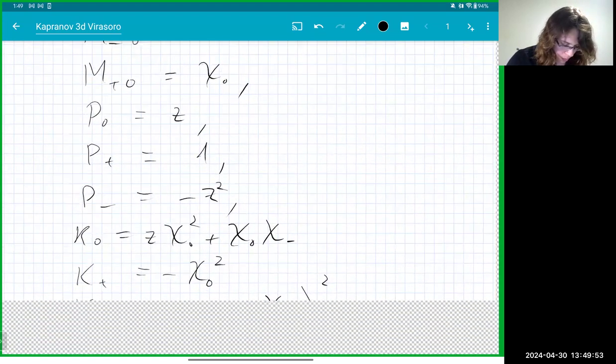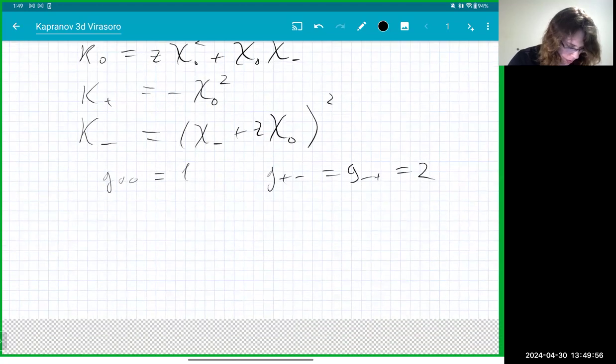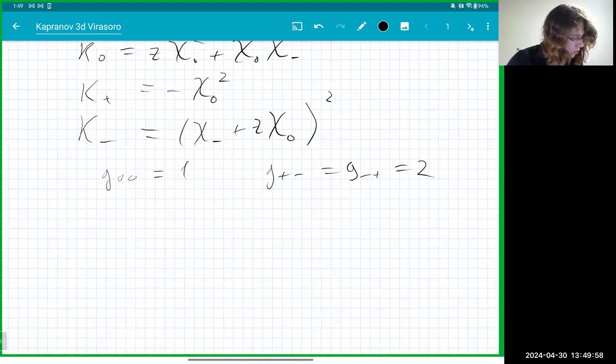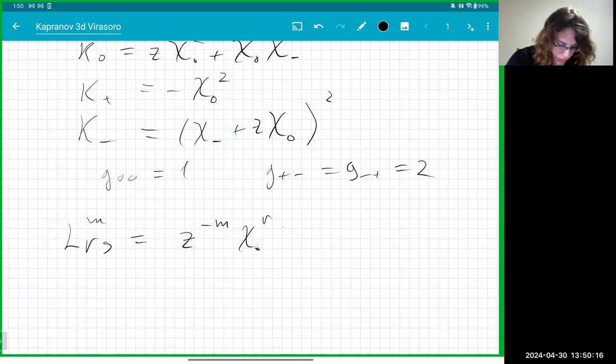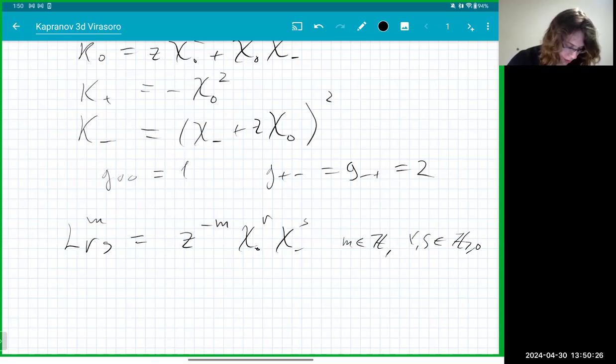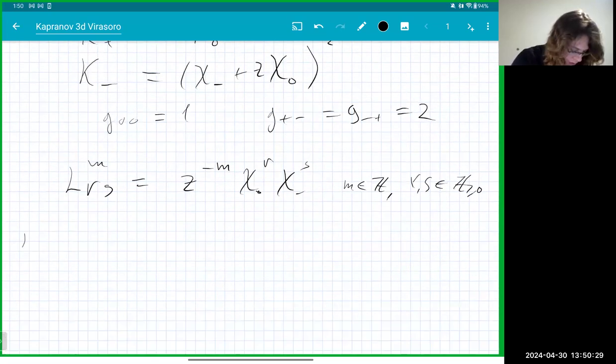And now, if I write down the commutation relations on polynomial operators, say if we introduce... the bracket looks quite nice.